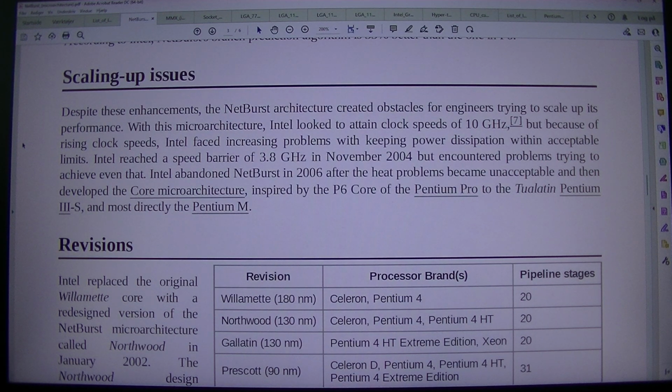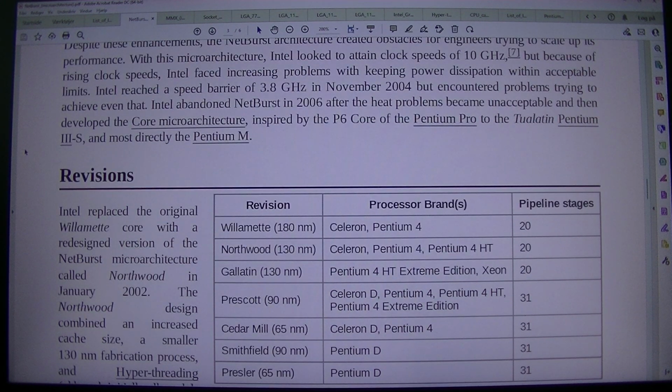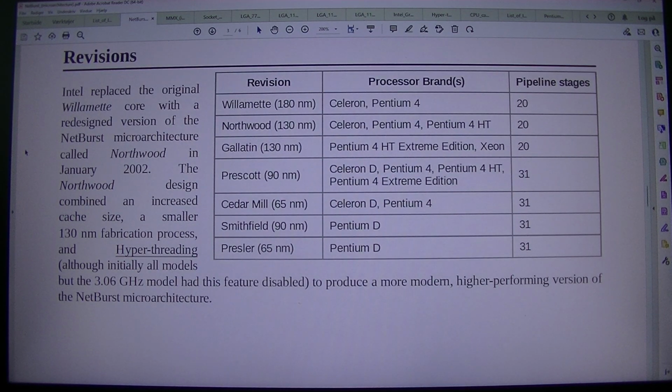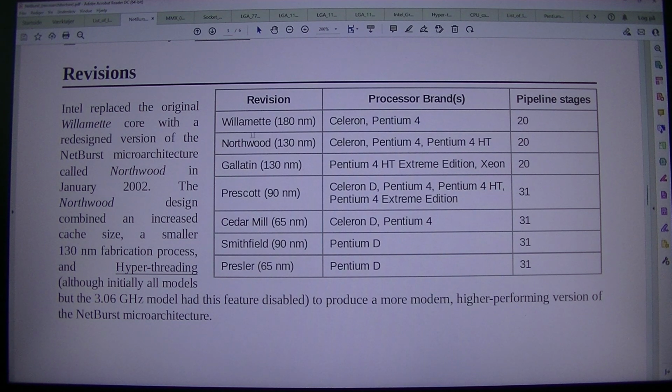Revisions. Revision, processor brand, pipeline stages. Willamette, 180 nm, Celeron, Pentium 4, 20. Northwood, 130 nm, Celeron, Pentium 4, 20. Gallatin, 130 nm, Pentium 4 Extreme Edition, Xeon, 20. Prescott, 90 nm, Celeron D, Pentium 4, 31. Cedar Mill, 65 nm, Celeron D, Pentium 4, 31. Smithfield, 90 nm, Pentium D, 31. Pressler, 65 nm, Pentium D, 31.